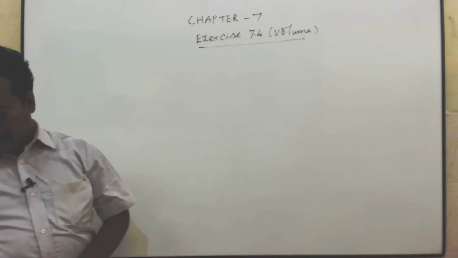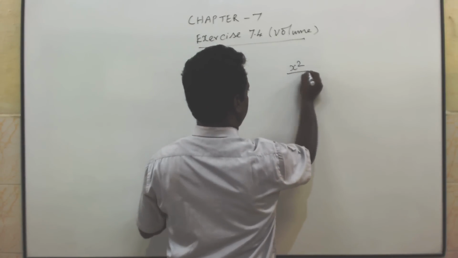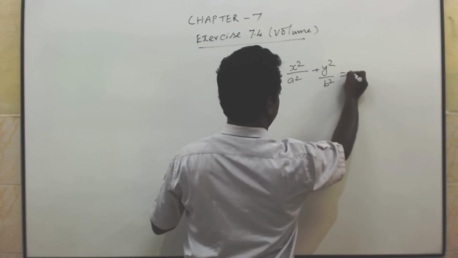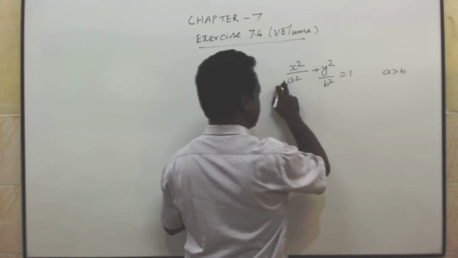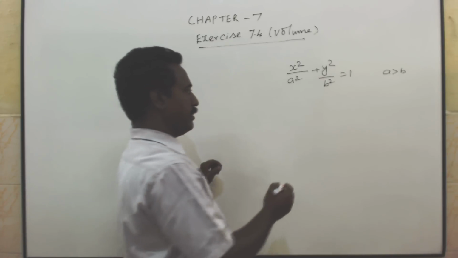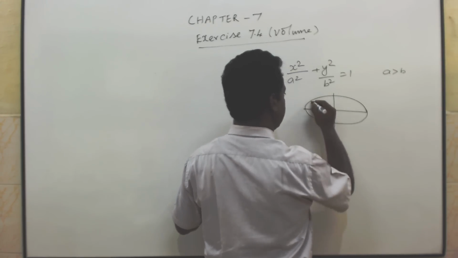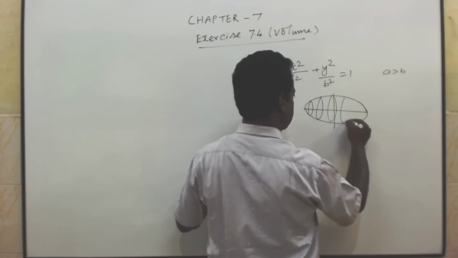So x square by a square plus y square by b square equal to 1. A is always greater than b, the condition given. Therefore, x is the major axis, y is the minor axis. The ellipse revolves about its major axis. Here, x is the major axis, so there is rotation about the x axis.